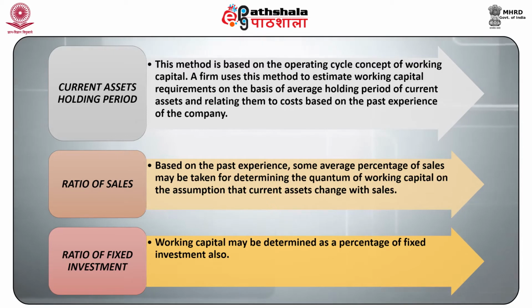The second one is ratio of sales, which is based on past experience. Some average percentage of sales may be taken for determining the quantum of working capital, on the assumption that current assets change with sales. The third one is ratio of fixed investment, where working capital may be determined as a percentage of fixed investment also.